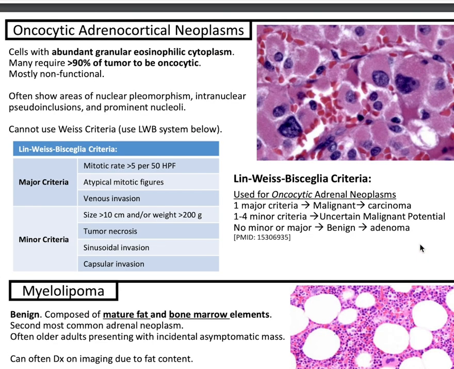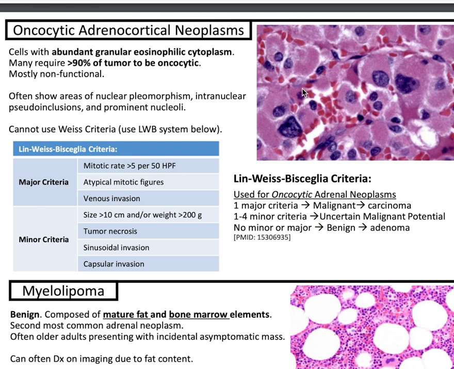Oncocytic adrenocortical neoplasms. These are cells with abundant granular eosinophilic cytoplasm, and many require greater than 90% of the tumor cells to be oncocytic. It's mostly non-functional. Often, cytologically, you'll see areas of nuclear pleomorphism, as you can see here, intranuclear pseudo-inclusions or INCIs, and prominent nucleoli. You cannot use the Weiss criteria. Instead, you use the Lin-Weiss-Bisceglia criteria.